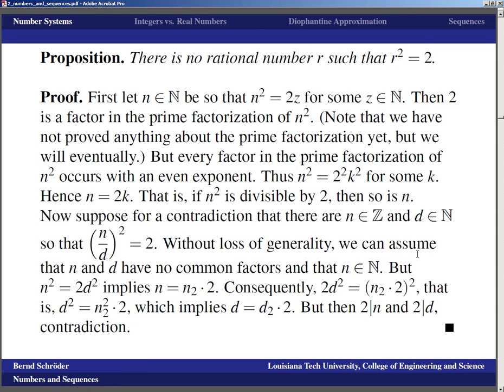Okay, so this proof here, basically what happened in the structure was we assumed for a contradiction that what we wanted to prove was wrong.